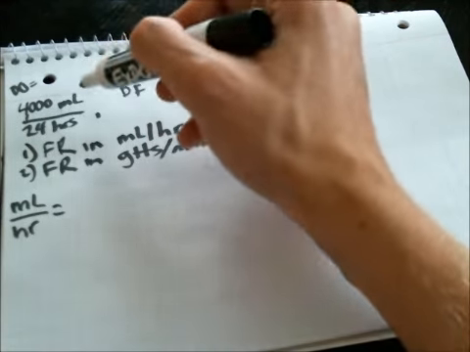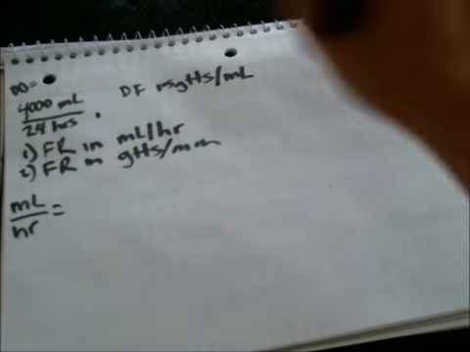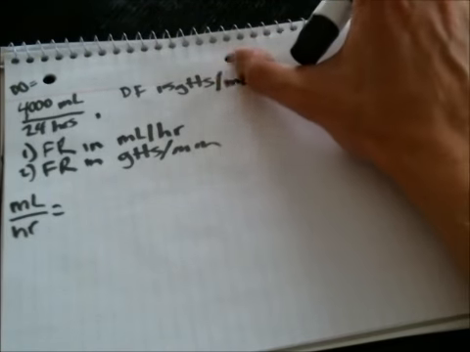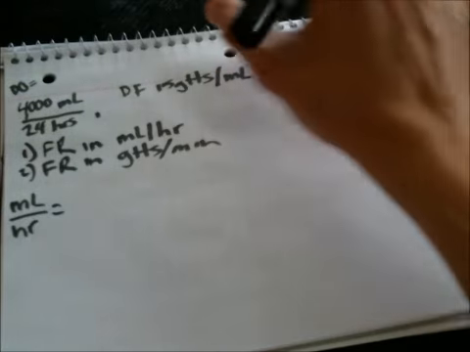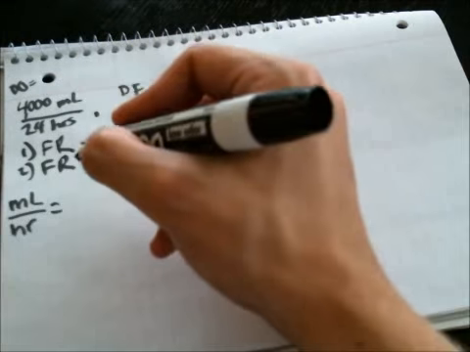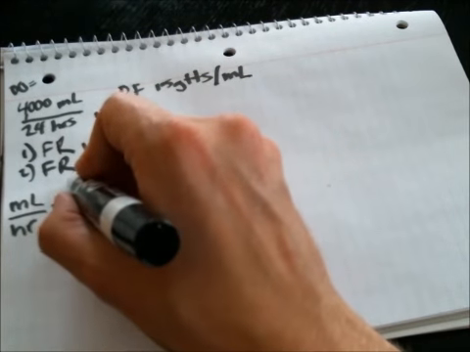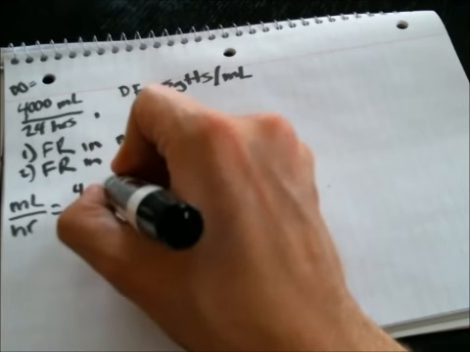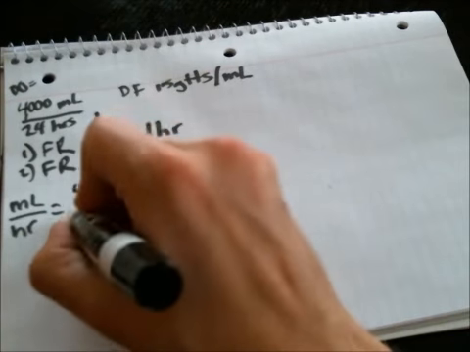Our doctor's order is also in milliliters per hour. So although you see milliliters over here, it's irrelevant. We've got all of the information we need right here. So let's write that out. The doctor's order is 4,000 milliliters over 24 hours.